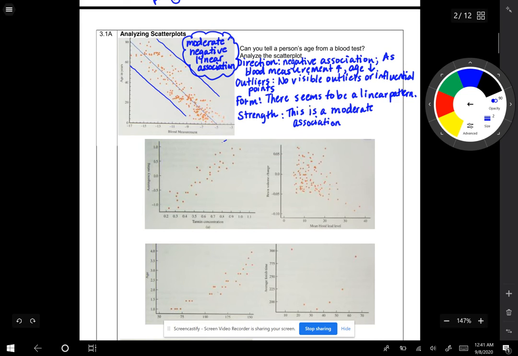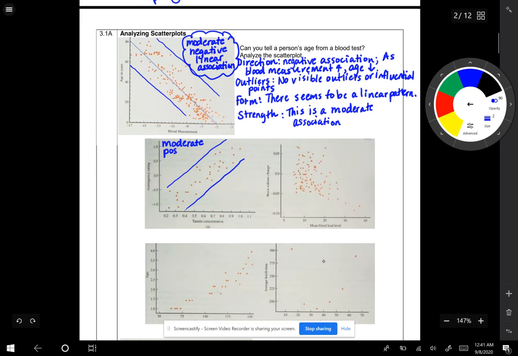Okay, if I were to draw lines here, it kind of tells you the direction that it is. So this particular one, again, is very similar to the first one. So I would call it moderate. But this one, the direction is positive, positive slope. It's definitely linear and not curved. That's just the relationship. So always end with association.